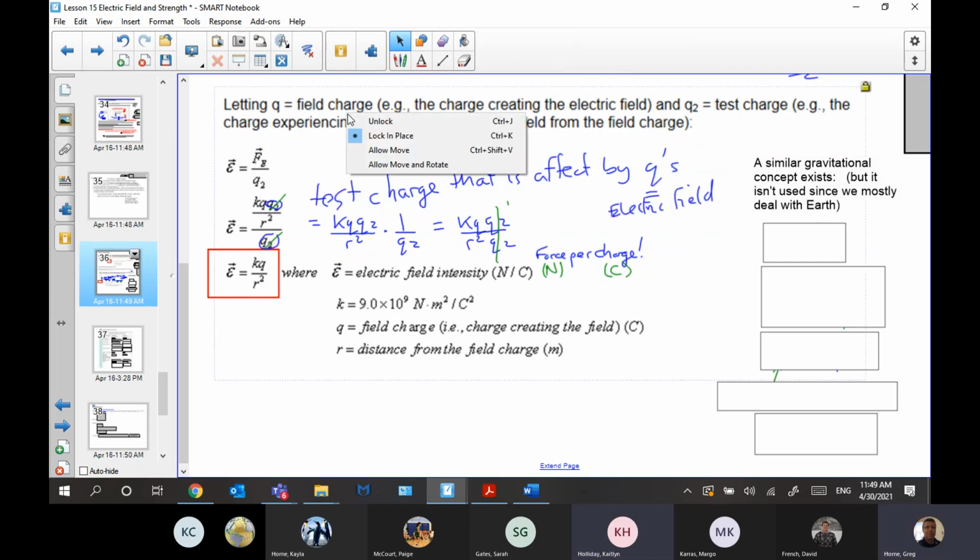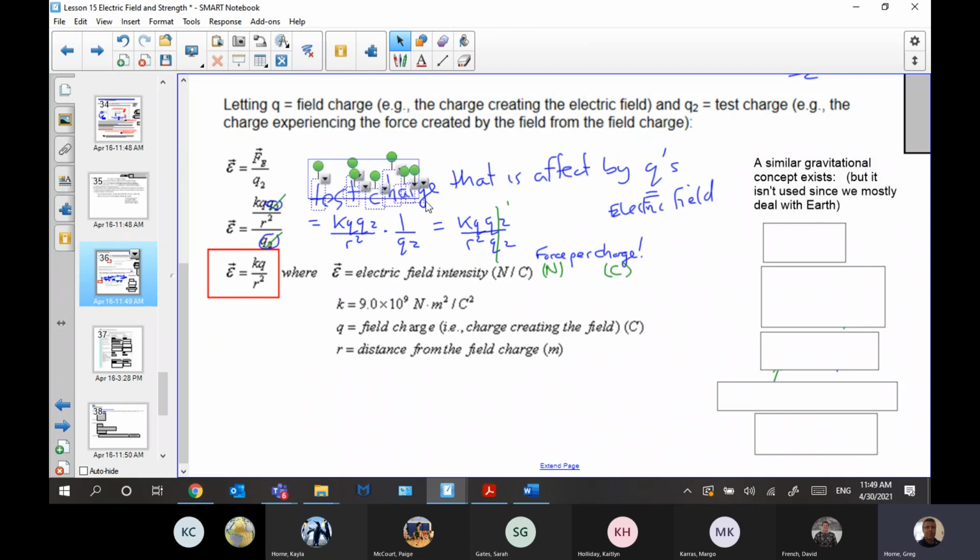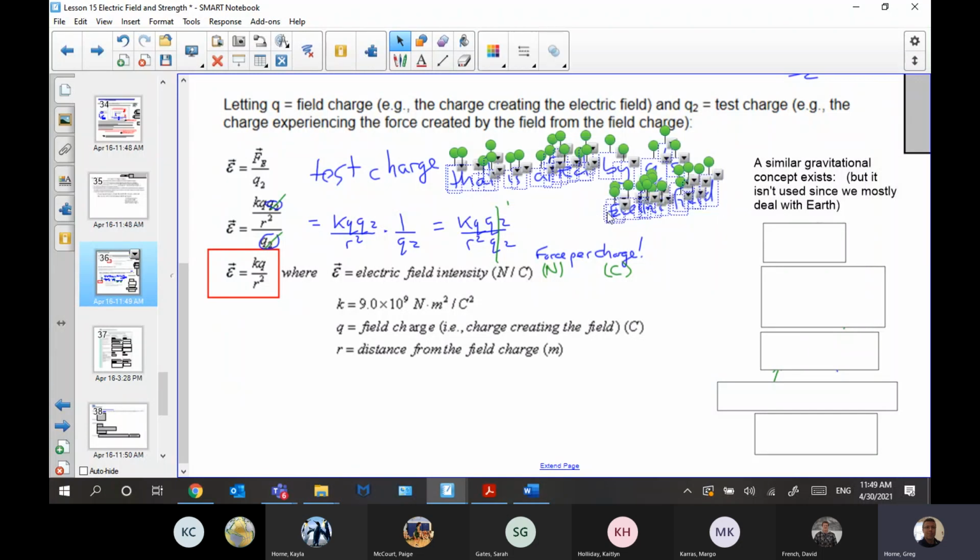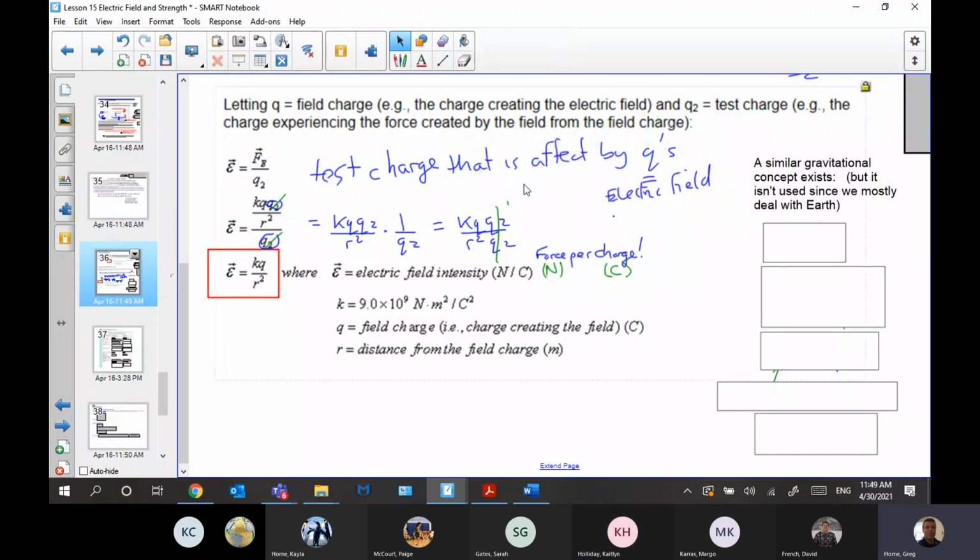Undo that, lock that in place. That's already locked. I just need to move this up and out of the way a little bit. Q2 is back up like that. So I'm just going to point that out a little better here. Q2, right? That's that test charge that's being affected. It cancels out. Doesn't matter what charge you're talking about. We're talking about force per charge, right? So you put in the charge value and it determines that for you.